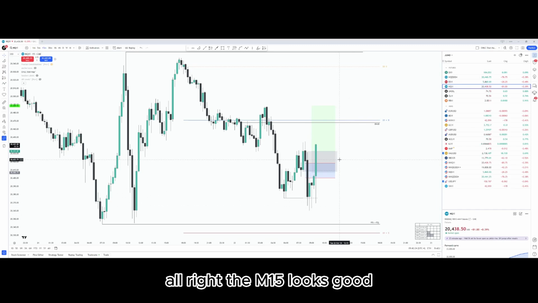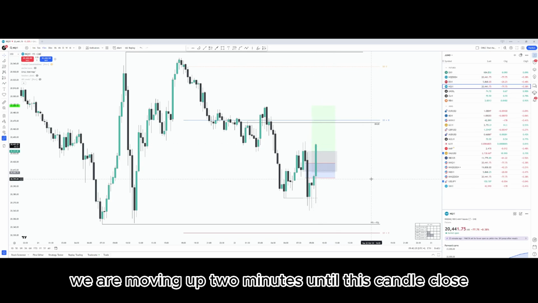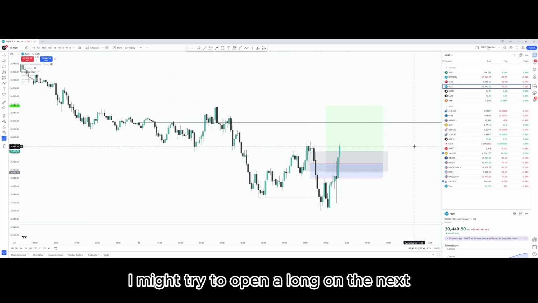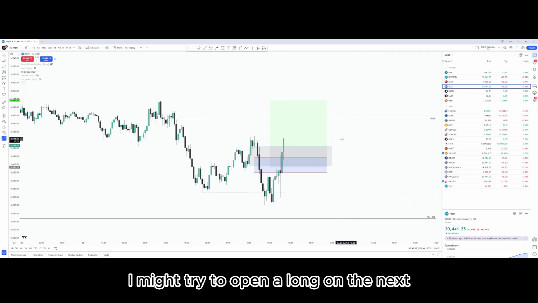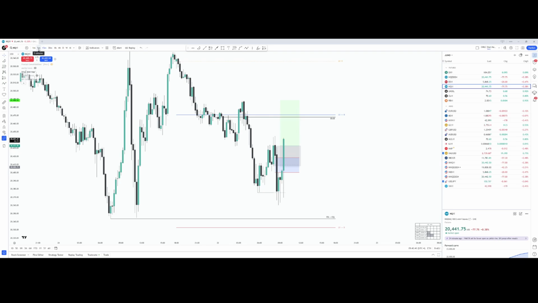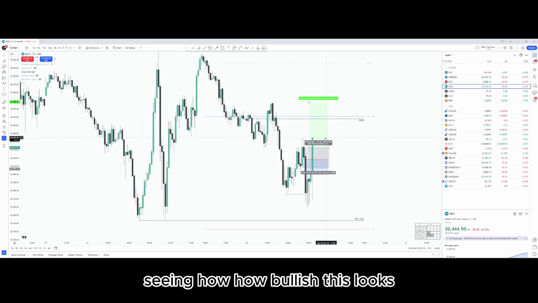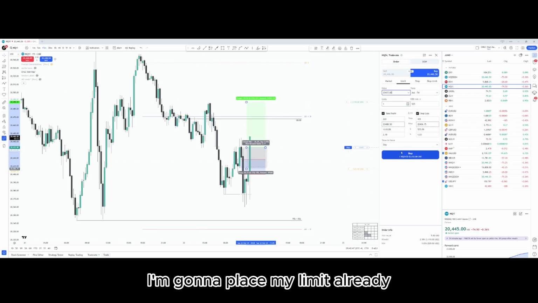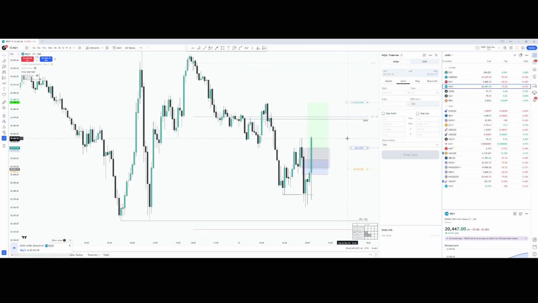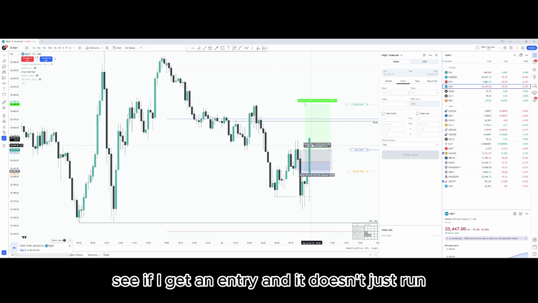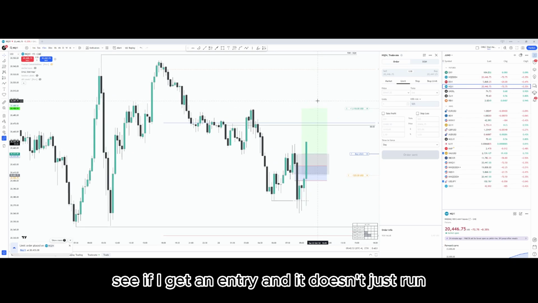All right, the M15 looks good. We are moving up. 2 minutes until this candle close. I might try to open long on the next minutes, seeing how bullish this looks. I'm gonna place my limit already, see if I get an entry and it doesn't just run.